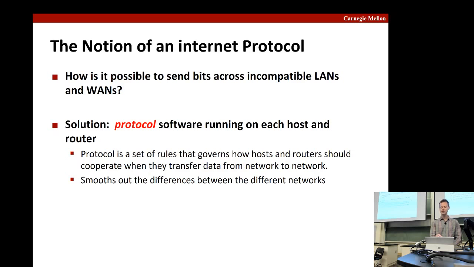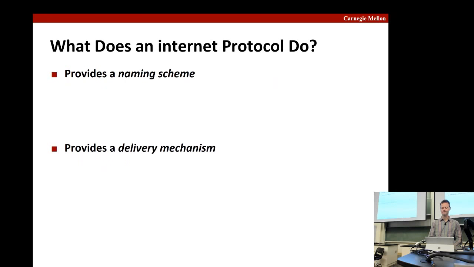So this is what I was just mentioning, that if you have these incompatible LANs that don't have the same features and speak the same protocols internally, then you need an overarching protocol that will allow each of these LANs to speak to this protocol. Okay, and it's just a set of rules that governs how hosts and routers should cooperate when they're transferring data. And therefore, it abstracts away or smooths away the differences between different networks.